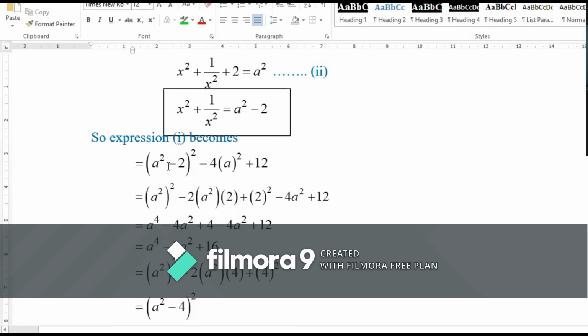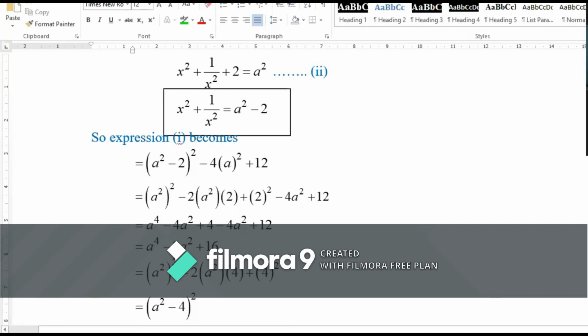This expansion will generate three terms: first term, second term, and the third term, minus 4a square plus 12. So 2 into 2 will become 4a square. The simplification will give you another form which will be further factorized as a whole square. You can see that the first term and second term are arranged and then become a perfect square.